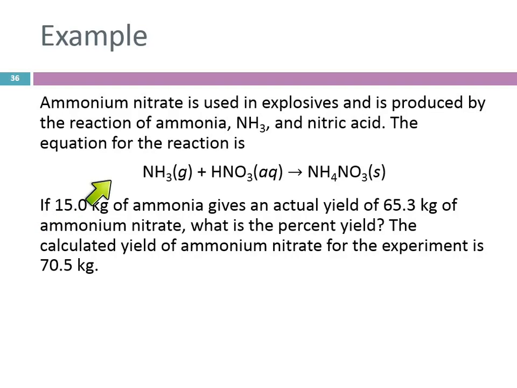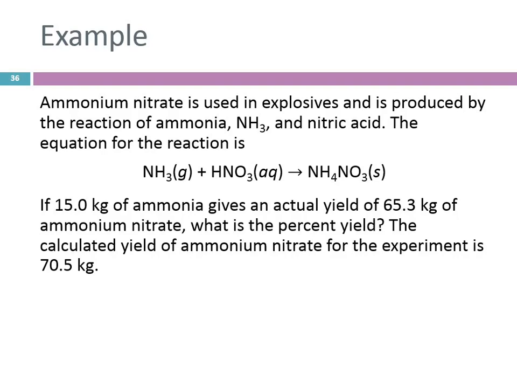So, do we need this 15 kilograms of ammonia? No, because they did that calculation for us. If this wasn't given to us, we'd have to take this kilograms of ammonia, convert it to grams, convert it to moles of ammonia, to moles of the ammonium nitrate, and grams of the ammonium nitrate. And you can do that if you want to. You'll come up with 70.5 kilograms.